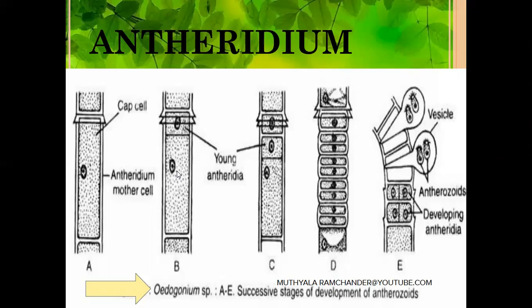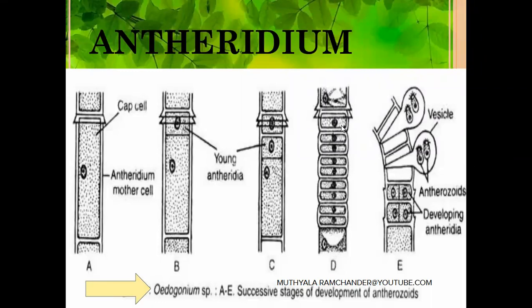The mother antheridial nucleus again participates in mitotic division to form two nuclei. One nucleus moves to the upper side of the antheridium mother cell and converts into a young antheridium. The antheridium mother cell continuously participates in mitotic divisions to form more young antheridia. From each antheridial mother cell, many young antheridia are developed. Each antheridium contains one haploid nucleus.